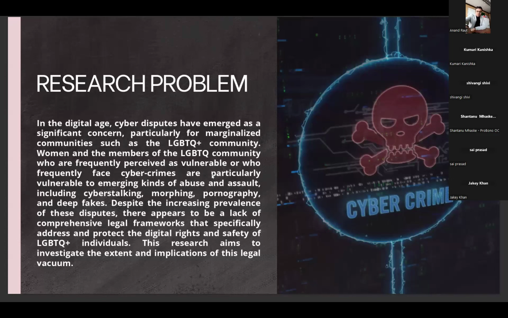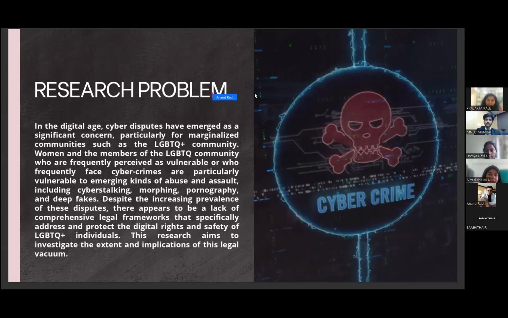I'll be dealing with the research problem of this paper. In this digital age, cyber disputes have emerged as a significant concern, particularly for marginalized communities such as the LGBTQ community. These community people, who are frequently perceived as vulnerable, are particularly exposed to emerging kinds of abuse and assault, including cyber stalking, morphing, pornography, and deepfakes. In India, gender minorities are among the most susceptible demographics and are frequently targets of cyberbullying. Despite the increasing prevalence of these disputes, there appears to be a lack of comprehensive legal frameworks that specifically address and protect the digital rights and safety of LGBTQ people.